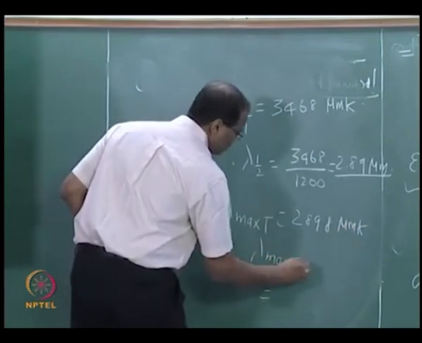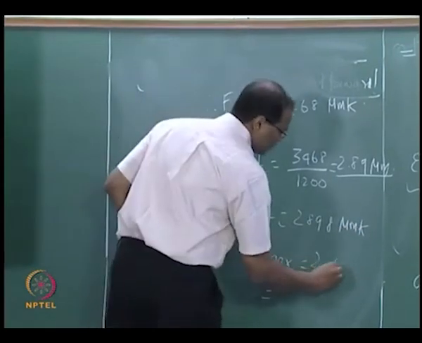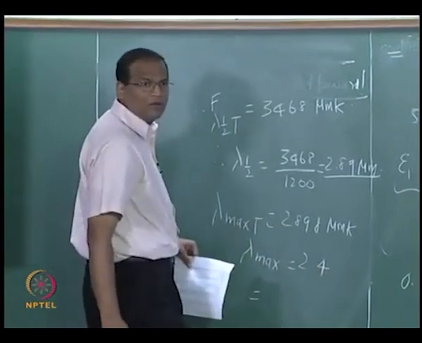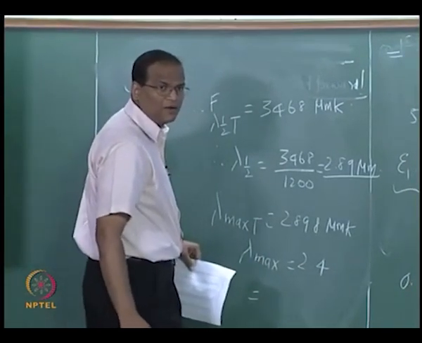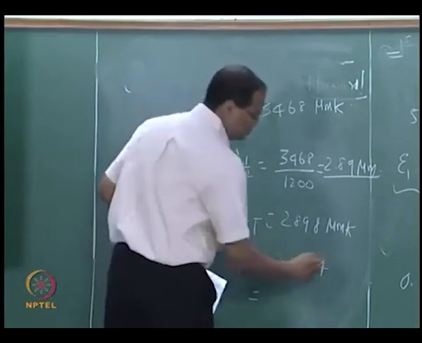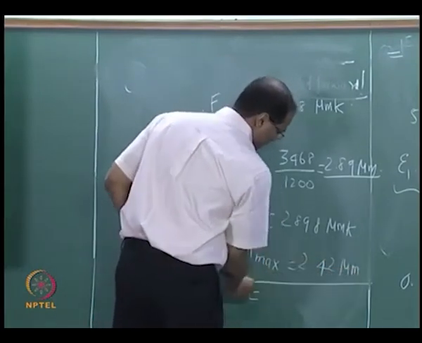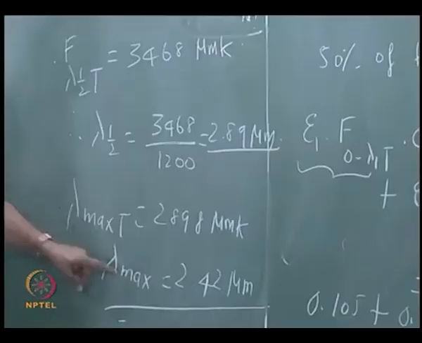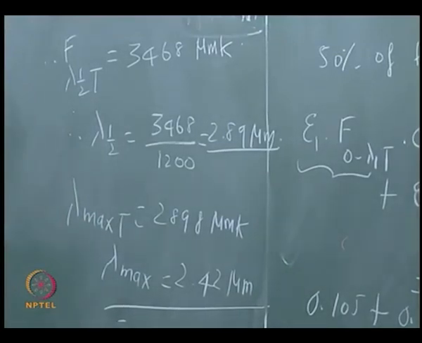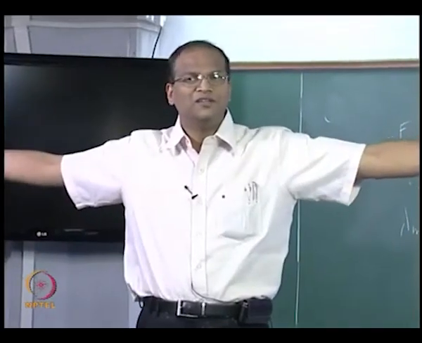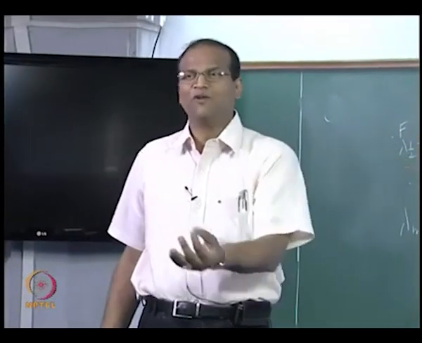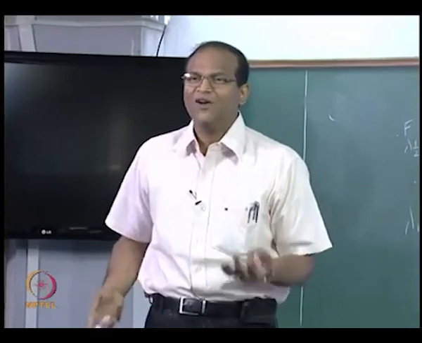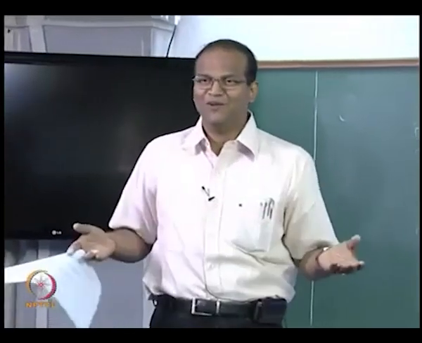Lambda max is 2.84. I wanted you to write that this lambda half and lambda max are close to each other. Some people have written 2.89 is greater than 2.4, therefore lambda half is greater than lambda max, but in the whole spectrum of 0 to infinity, one was 2.89, one was 2.41. I don't know why you are not able to see the similarity, but you want to see only the difference.